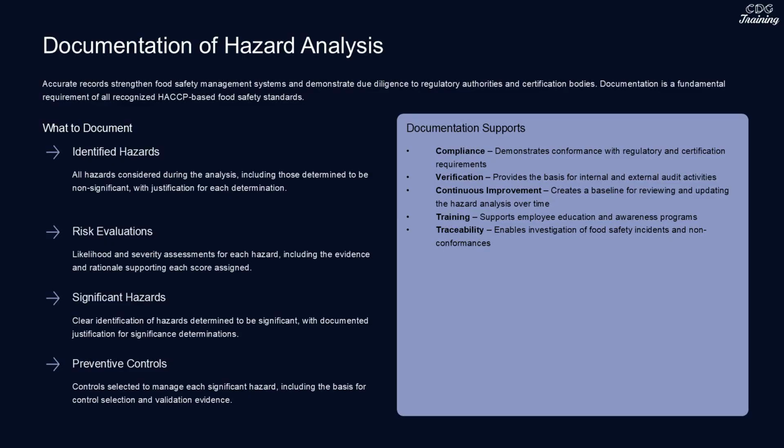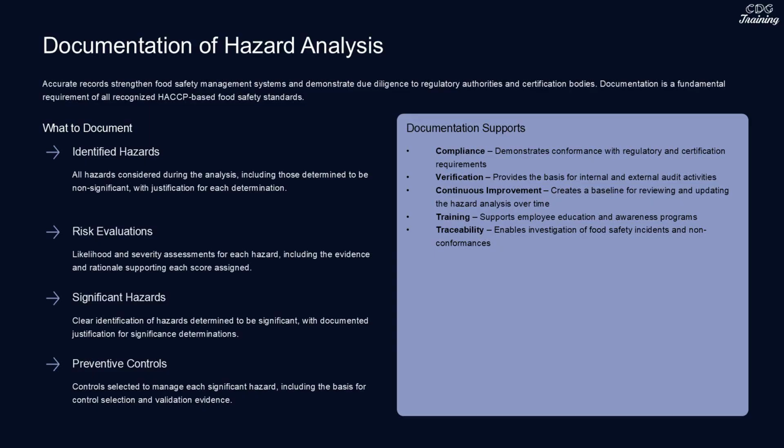Clear criteria for determining hazard significance, aligned with the basis for control selection and verification determinations. Controls selected to manage each significant hazard, including the basis for control selection and validation evidence. Documentation supports compliance with regulatory and certification requirements. Verification provides the basis for internal and external audits and reviews.